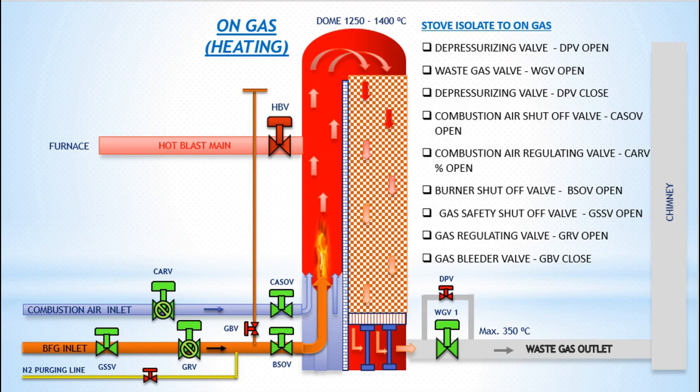Stove operation, heating cycle. Fuel injection: BFG, COG is injected into the combustion chamber. Combustion air supply: combustion air is supplied to the combustion chamber. Combustion: fuel and air mix, and combustion occurs. Heat generation: heat is generated and transferred to the regenerator. Regenerator heating: the regenerator stores heat from the flue gases. Flue gas venting: flue gases are vented to the atmosphere.